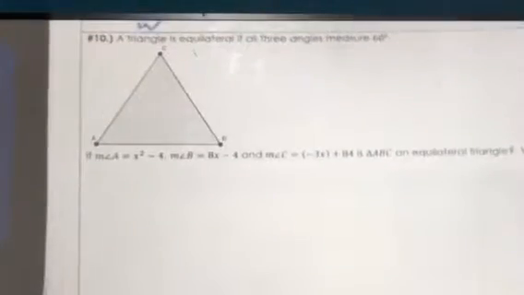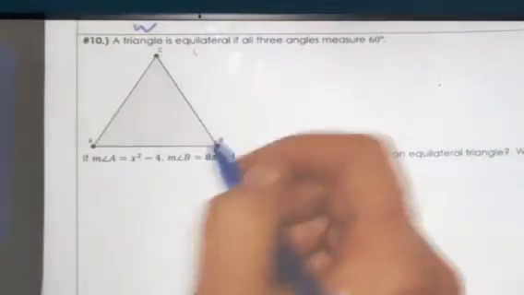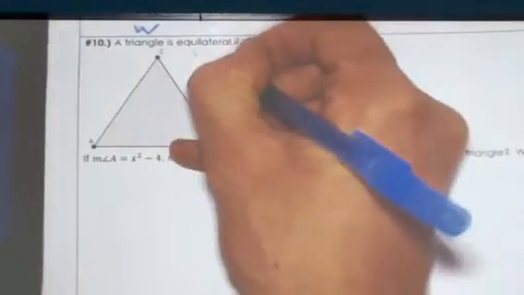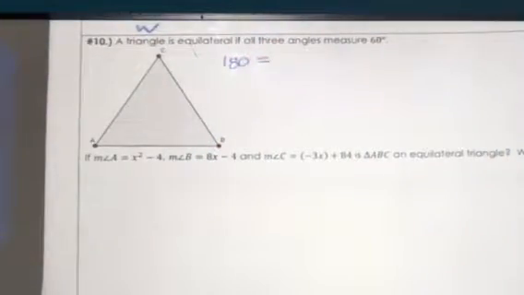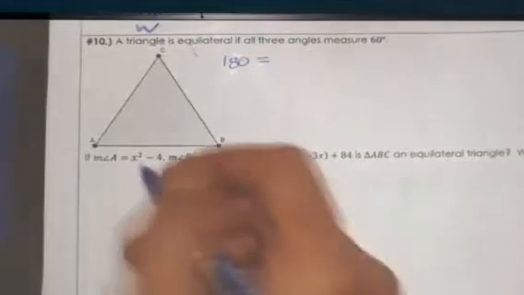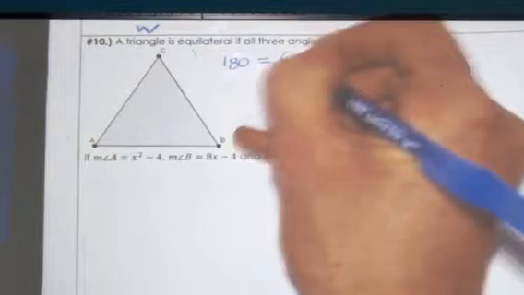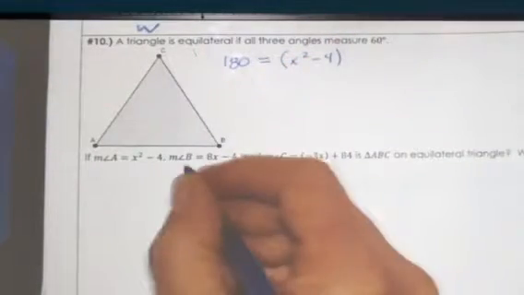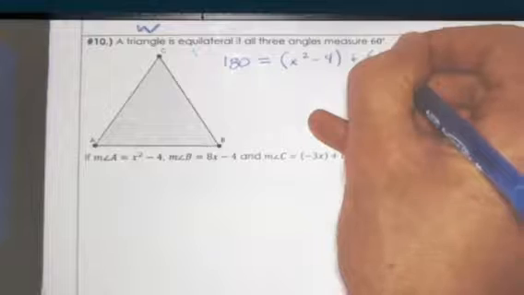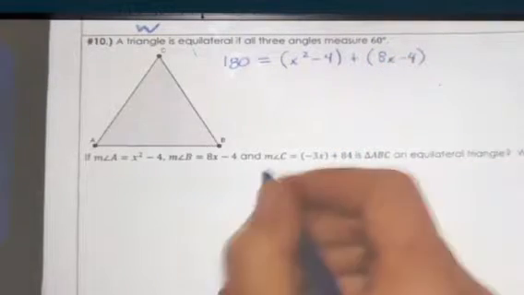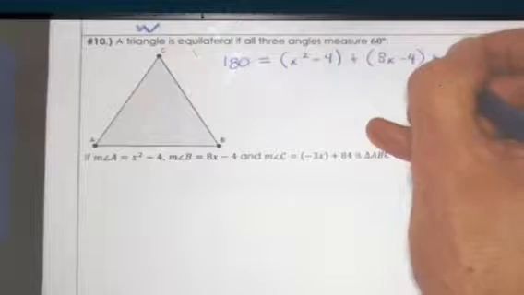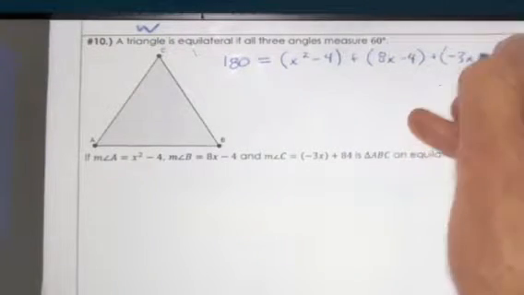Okay, so we're dealing with a triangle. So we think about how many degrees in a triangle. We need to know that in a triangle we have a total of 180 degrees, and this equals angle A plus angle B plus angle C. So now we'll use the expressions that were given. Angle A equals x squared minus 4. Angle B equals 8x minus 4. Then angle C equals negative 3x plus 84.